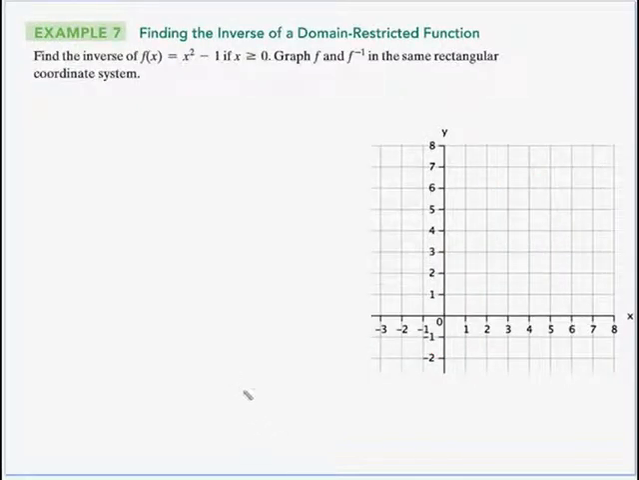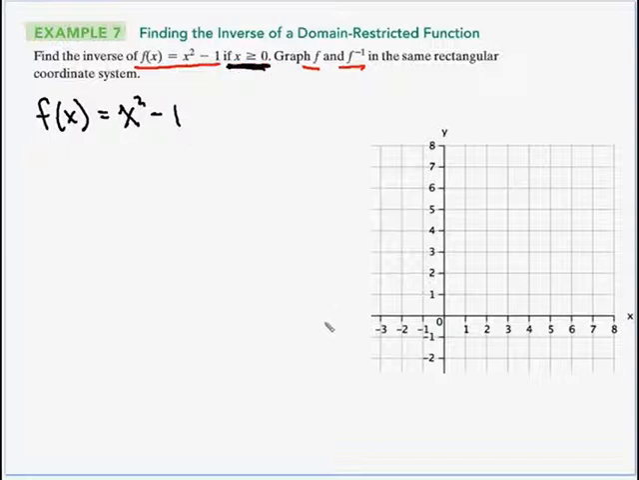Final example. Find the inverse of a domain-restricted function. So find the inverse of this function for all x's greater than 0, and then graph the function and its inverse on the same rectangular coordinate system. Okay, here's our original function. f of x is x squared minus 1. And we're only going to graph that for x's greater than 0.